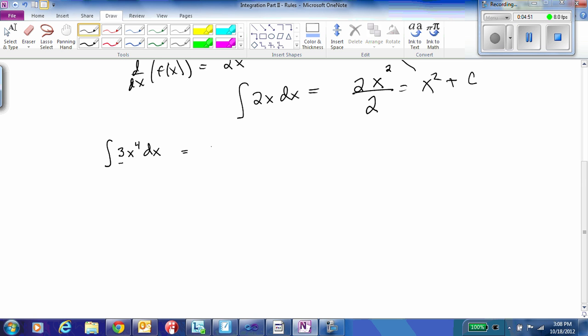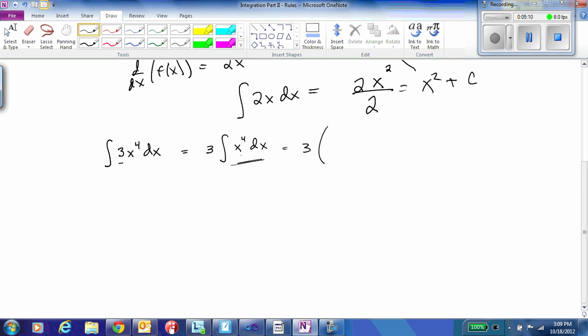So we normally, while taking integrals, would rewrite this as 3 times the integral of x to the fourth dx. Now I can apply the power rule to this particular term, and I would get 3 times, now I'm going to put in the answer of my integral.